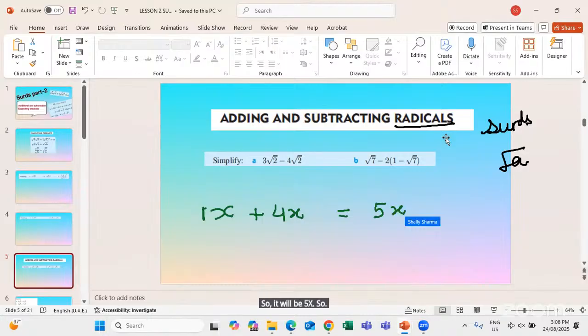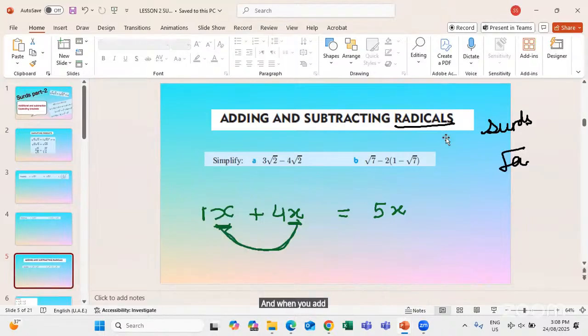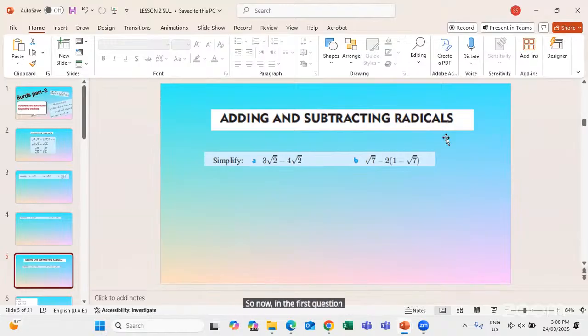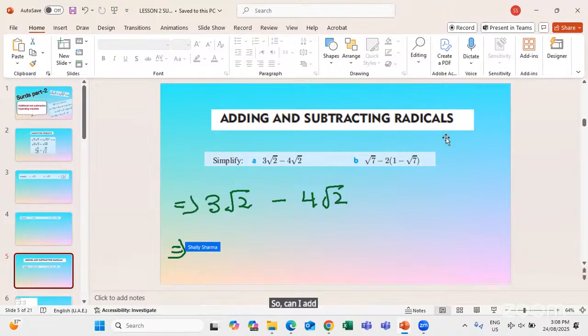So in algebra, the terms should be like terms if you want to add or subtract them. The same is the case with surds or radicals. Just here the variable part should be the same as in algebra. And when you add or subtract surds, the radical part, like square root or cube root, whatever it is, that part must be the same. So now in the first question, we have 3 root 2 minus 4 root 2. So can I add or subtract these two surds?